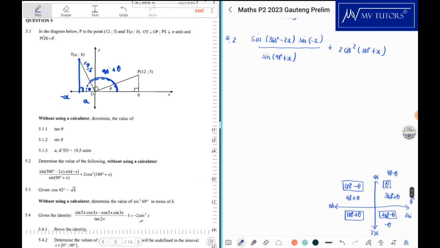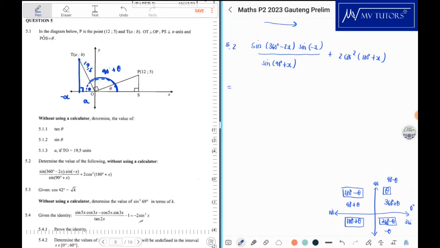Okay, so now that we have that out of the way, we can then start to reduce. If I have sine of 360 minus 2x, I'm in the fourth quadrant. I know that sine is negative there, so I will have negative sine 2x. Then sine of a negative angle will be negative sine of that angle. The only exception is cos. Cos of a negative angle will be a positive cos of that angle. Now sine of 90 plus x, I'm basically in quadrant number 2 where sine is positive, and I know that sine of 90 can change to cos x. All right, so that's that.